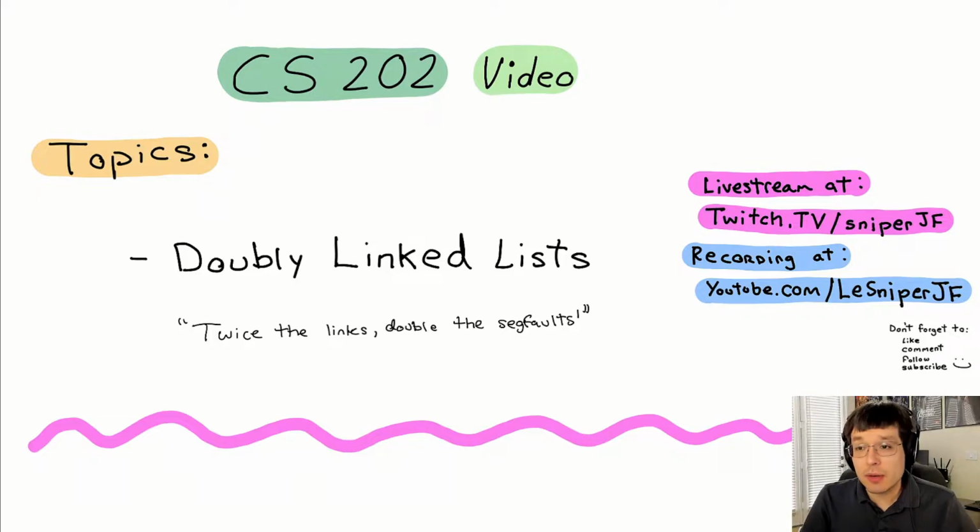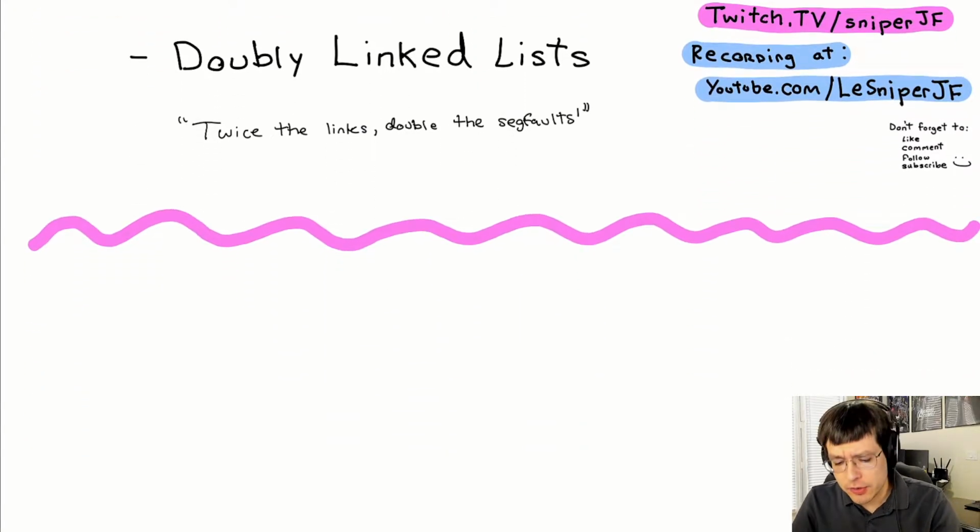So what are doubly linked lists? Well, as the quote there says, it's twice the links, which is double the risk of having segmentation faults and problems. Well, not necessarily, because hopefully today we're going to cover all the potential things that you should keep an eye on when you're creating these doubly linked lists. So let's go ahead and jump right into it, okay?